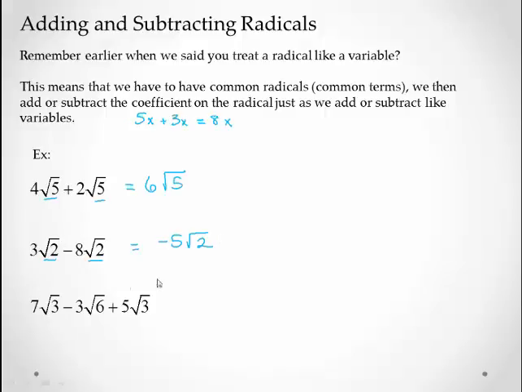Now if I have multiple terms, I can rearrange them and put the ones that match together. So I have 7 root 3 plus 5 root 3 minus 3 root 6. Now this one doesn't match. So I'm going to add the 7 and the 5. And then I'm going to leave this minus 3 root 6 alone. It would be the same thing if I was saying 7x minus 3y plus 5x. I couldn't add the x's and the y's together.